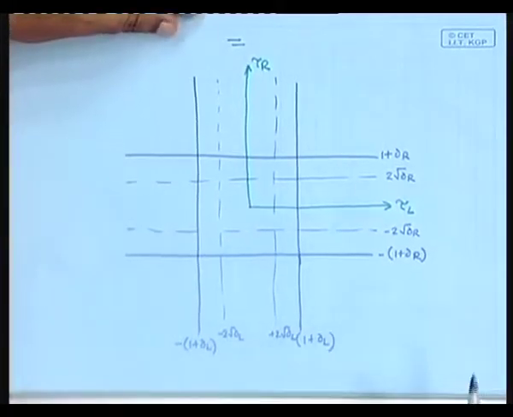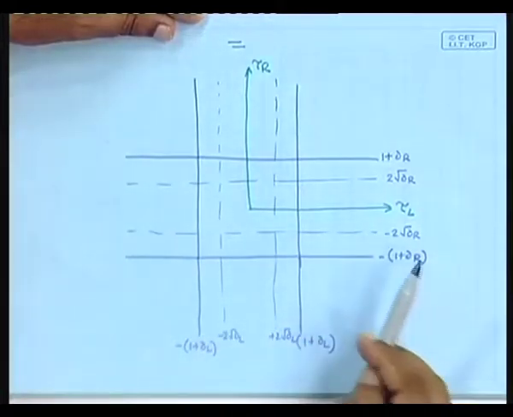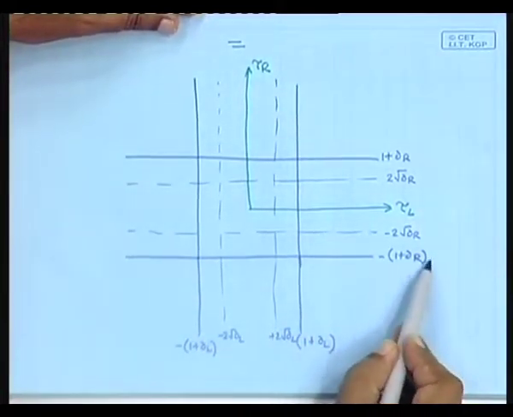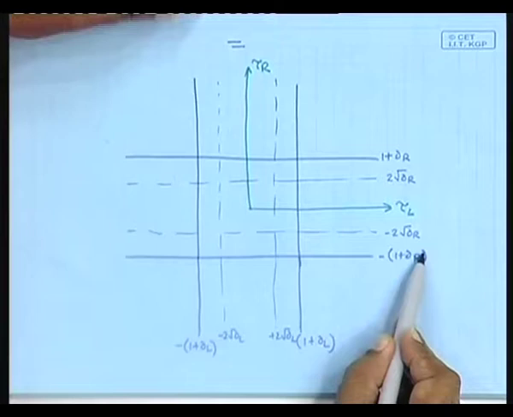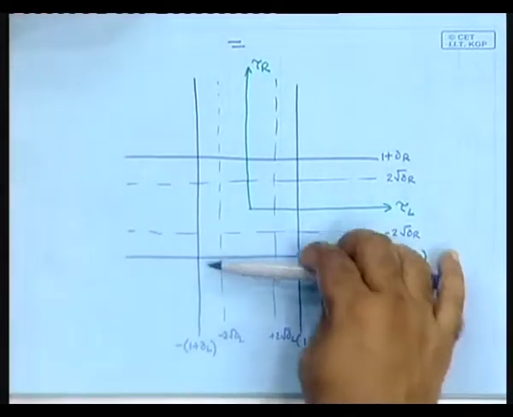What type of unstable fixed point? It is below this, that means your tau r is less than minus 1 plus delta, that is it will be a flip saddle. So, it turns into a flip saddle.